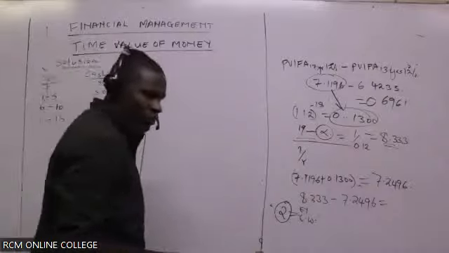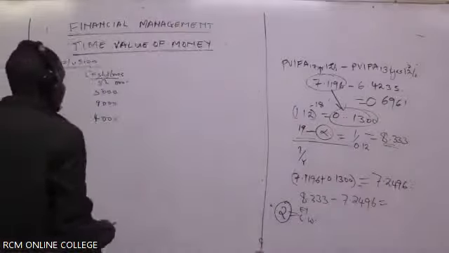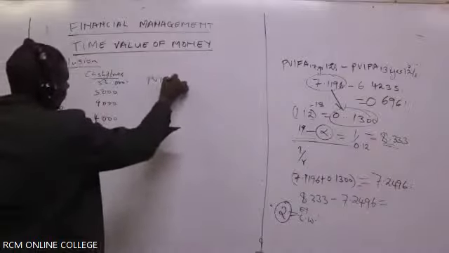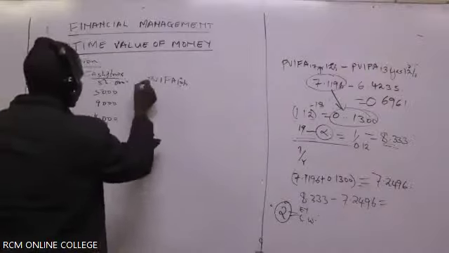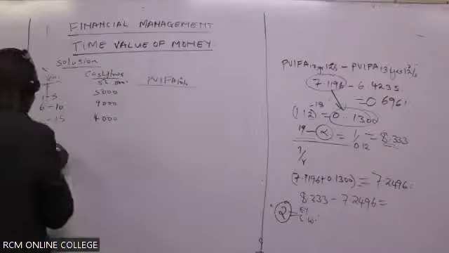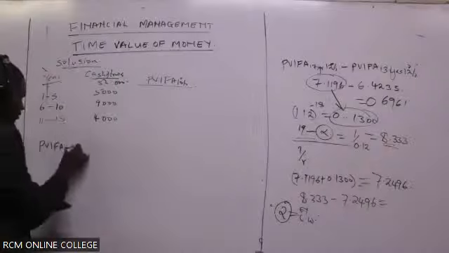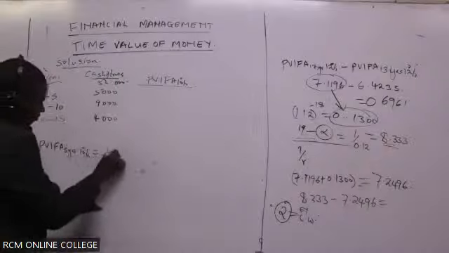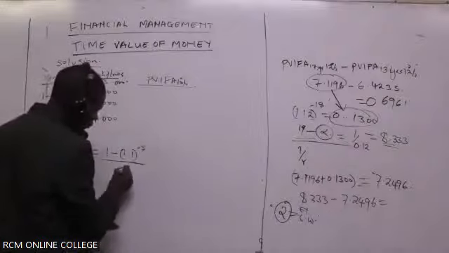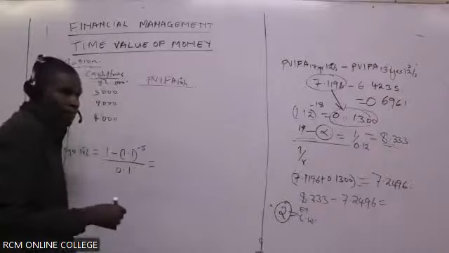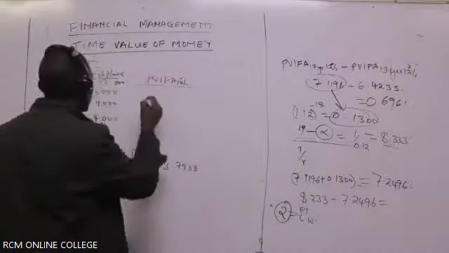All these cash flows are the same, and therefore we're going to use PVFA at 10%. Can you give me that of the first 5 years? PVFA 5 years, 10% is 1 minus 1.1 raised to power negative 5 divided by 0.1. What did you get? 3.7908. That's good.